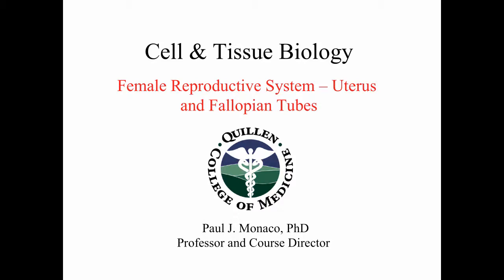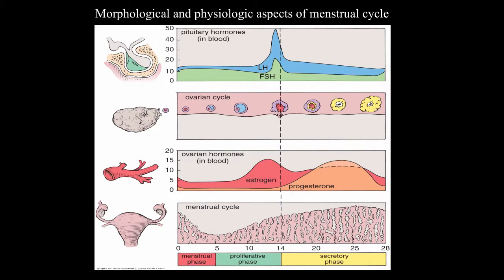In this podcast on the female reproductive system, we're going to talk about the uterus and the fallopian tubes, the so-called uterine tubes. We've talked about morphological and physiologic aspects of the menstrual cycle. So, for example, we've talked about the ovarian cycle and how LH and FSH regulate the ovarian cycle. So, for example, the LH surge stimulates completion of the first meiotic division and ovulation.